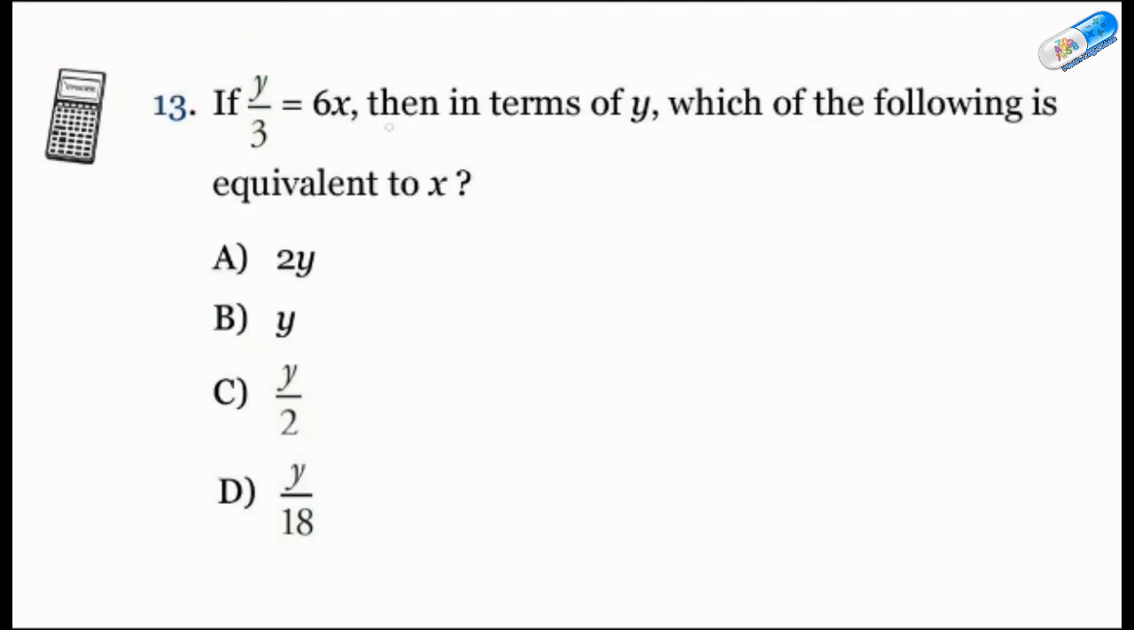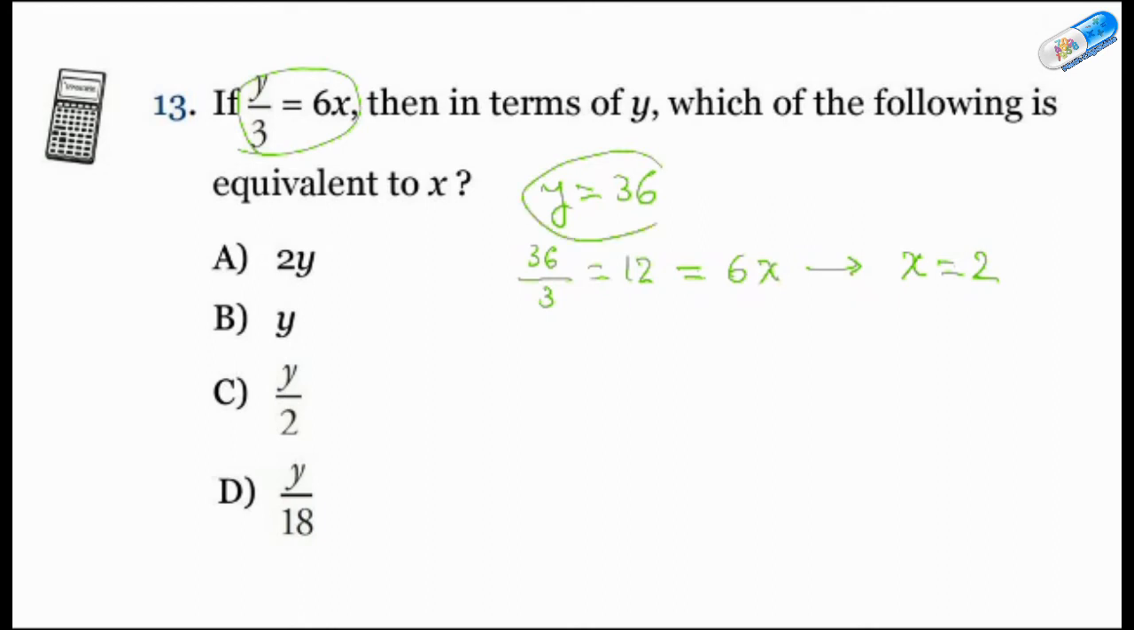If y over 3 equals 6x, then in terms of y, which of the following is equivalent to x? In this case, let us take y to be equal to 36. So this means that 36 over 3 equals 12, and 36 over 3 equals 6x from this given equation. So this means that x equals 2. So whenever we have y equals 36, x will be equal to 2. Now plug in 36 for y in the answer choices and look for x. We should have x equals 2 in these choices.